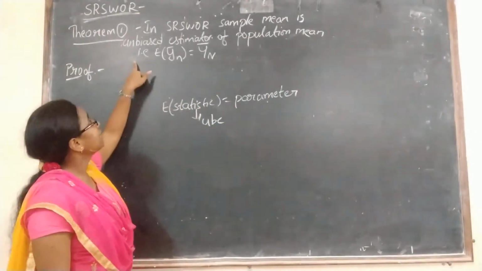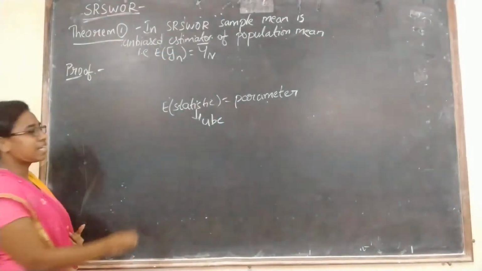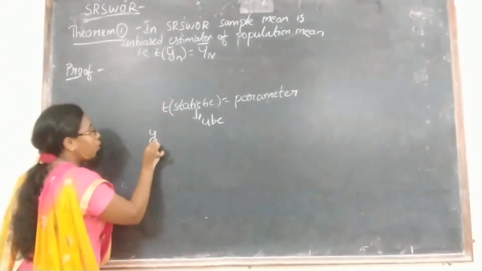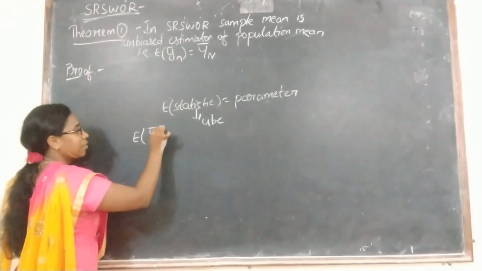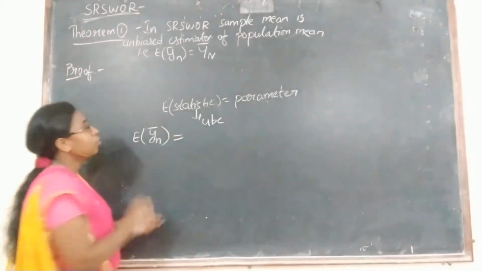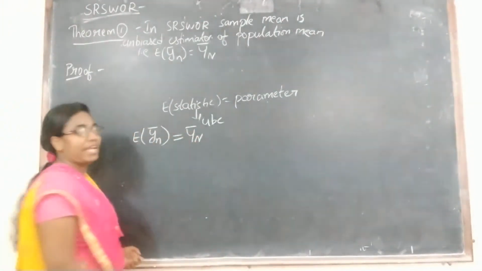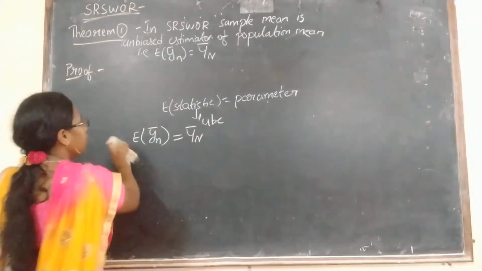So what are they asking? They are asking to prove that the sample mean in SRSWOR, yn bar, is an unbiased estimator. That means the expected value of the sample mean equals the population mean. The population mean is denoted with Yn bar. So this is the first theorem we are going to prove now.